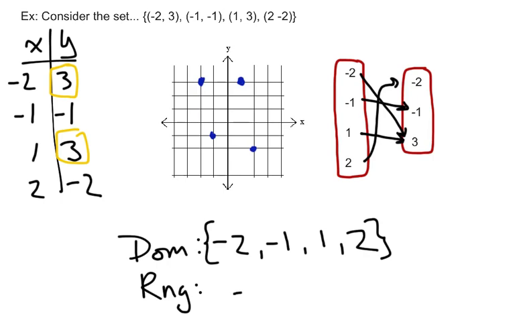The range is -2, -1, and 3. Once again, we don't list that 3 again just because it's used twice. We only need to list it once. Those are all the elements. Let's make it a set by putting braces around it.